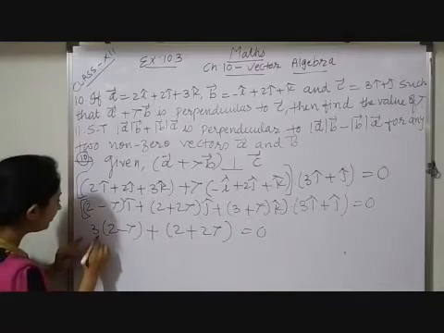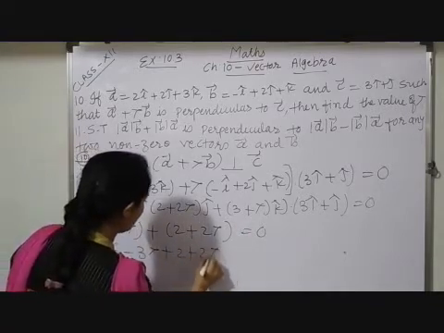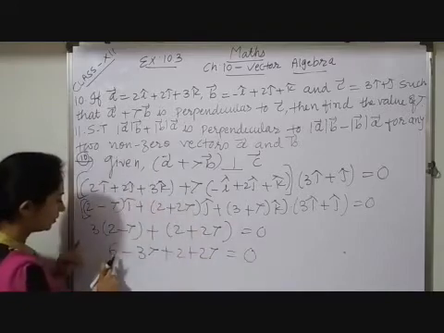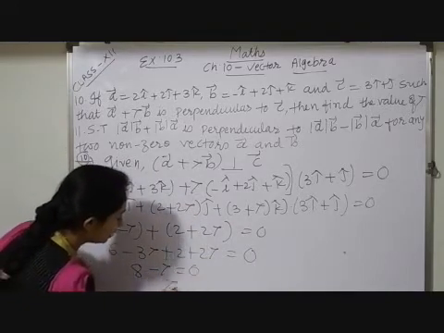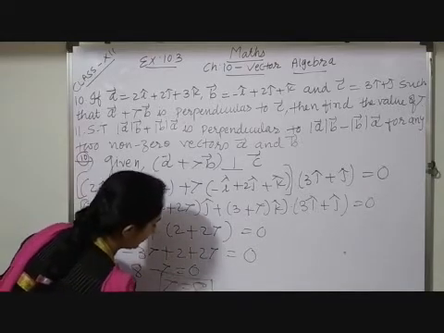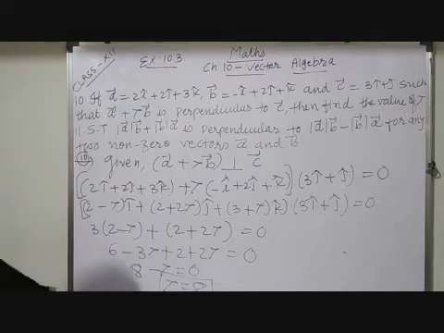So now 3 twos are 6, minus 3 lambda plus 2 lambda equals 0. So 6 plus 2, that is 8, minus lambda equals 0. So the lambda value is here 8. So the lambda value we obtain here is 8. Hope it is understood to you.